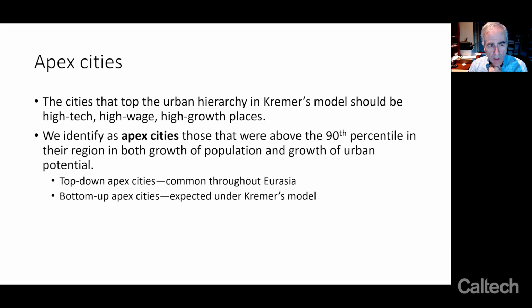And this particular metric really doesn't speak to whether these are top-down or patronage-driven cities or bottom-up cities that are growing fast because of mercantile effort. What we think is true is that these top-down or patronage apex cities are common throughout Eurasia, and it's really only the bottom-up apex cities that are expected under Kremer's model that are prevalent in the West.